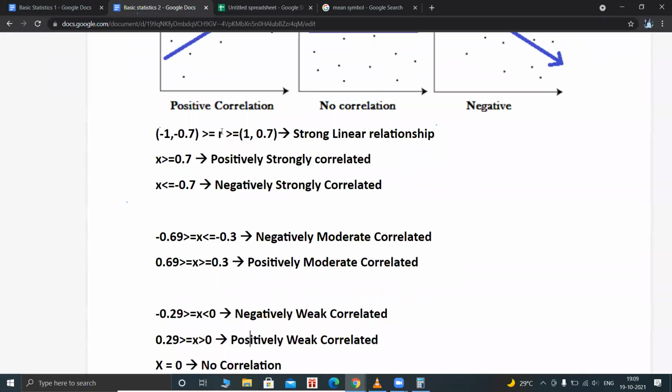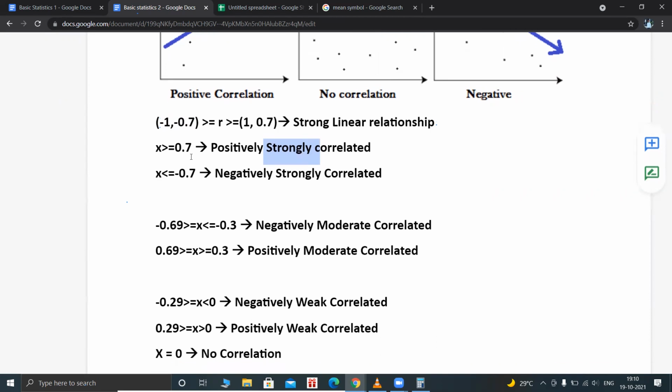So if the R value is between minus 1 and minus 0.7, if I got any value of R between minus 1 and minus 0.7, then it is strongly negatively correlated. If I got an R value between plus 0.7 and 1, it is strongly positively correlated, right? If it is less than 0.7, it is not even strong, it is just positively moderately correlated.